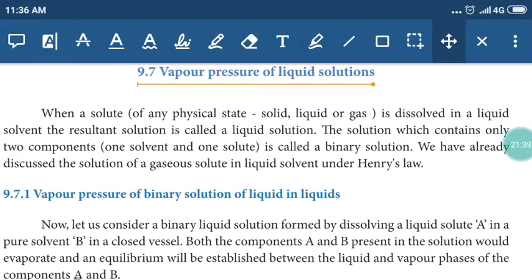Next, calculation of vapor pressure for a solution having miscible liquids. Henry's law we studied already: partial pressure is directly proportional to the mole fraction. This is applicable for a gaseous solute in a liquid solvent. Now the same type of principle is going to be studied, but here we are going to find the partial pressure or vapor pressure of liquid solutions. Solute and solvent both are liquids which are miscible in nature, easily mixing with each other.